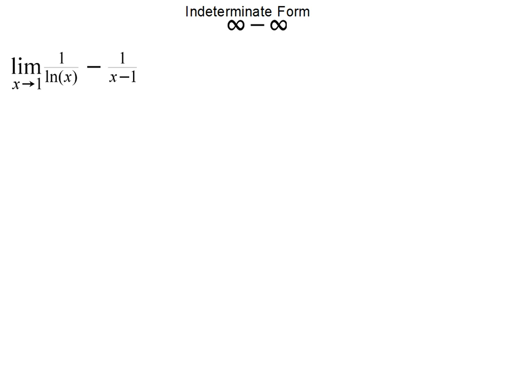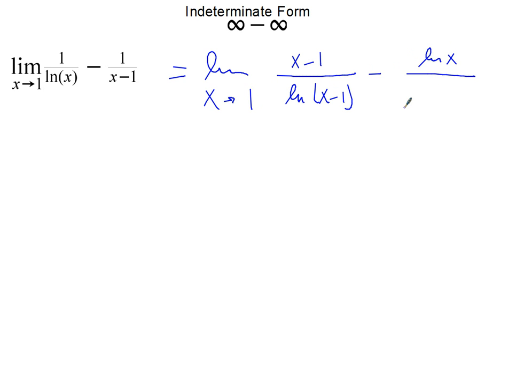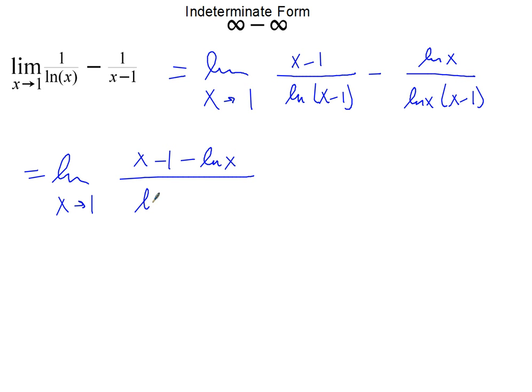The most common way to deal with this is to find a common denominator. So we're going to rewrite this as the limit as x approaches 1 of x minus 1 over ln x times x minus 1, minus ln x over ln x times x minus 1. We've multiplied the first fraction by x minus 1 over x minus 1 and the second fraction by ln x over ln x. And now when we combine those together, we've got the limit as x approaches 1 of x minus 1 minus ln x over ln x times x minus 1.